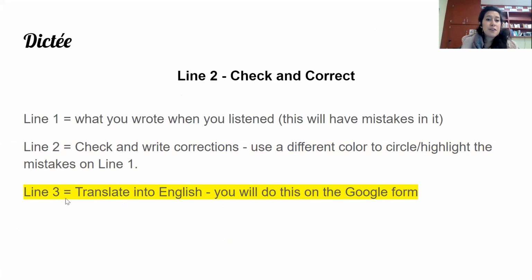So, the last thing you're going to do is translate into English. Now, you can do this directly below. It's probably better to do directly below on line 3 on your dictee. So have your dictee there in front of you. Translate as much or as best as you can.